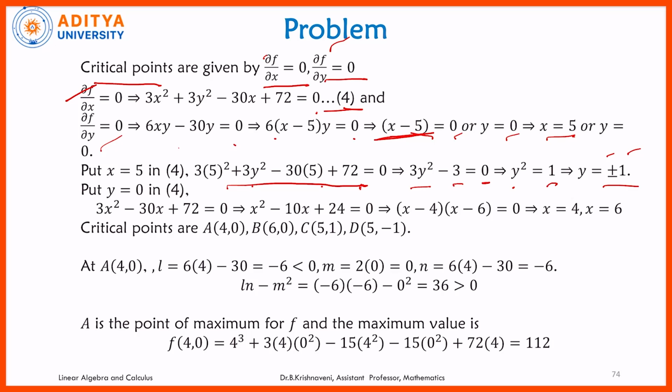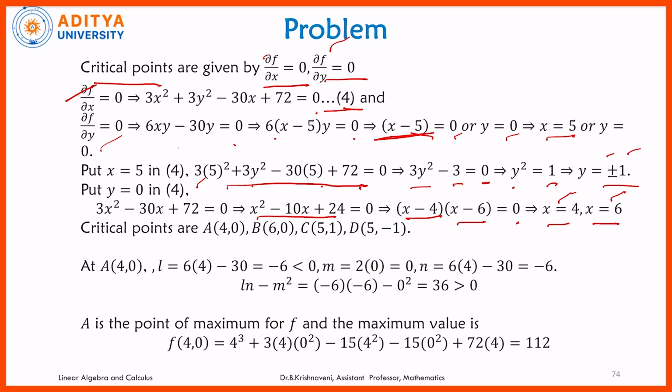Now, substitute y is 0 again in equation number 4. Then that equation becomes 3x square plus 0 minus 30x plus 72 is equal to 0. From this, we get the equation x square minus 10x plus 24 is equal to 0. What are the factors for this? x minus 4 into x minus 6 is equal to 0. So, therefore, x is equal to 4, x is equal to 6. So, hence at y is equal to 0, we got two x values, that is x is 4, x is 6.